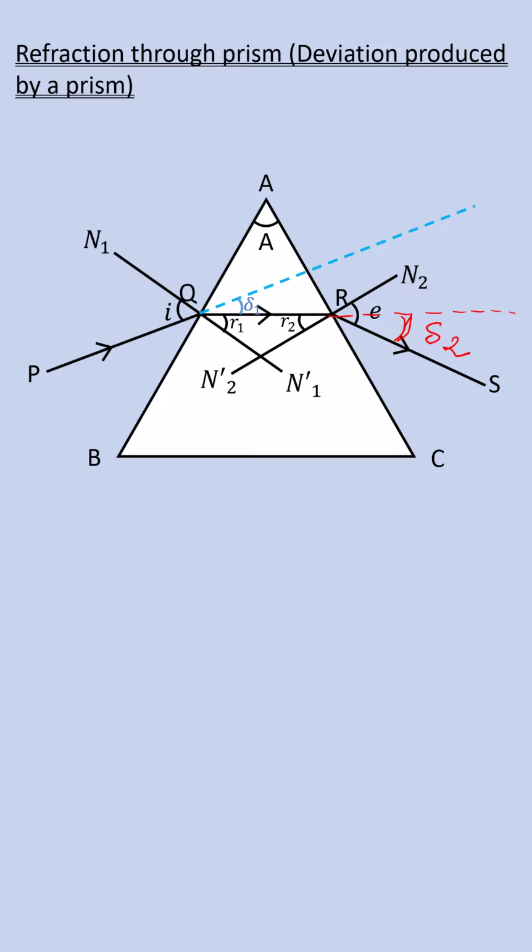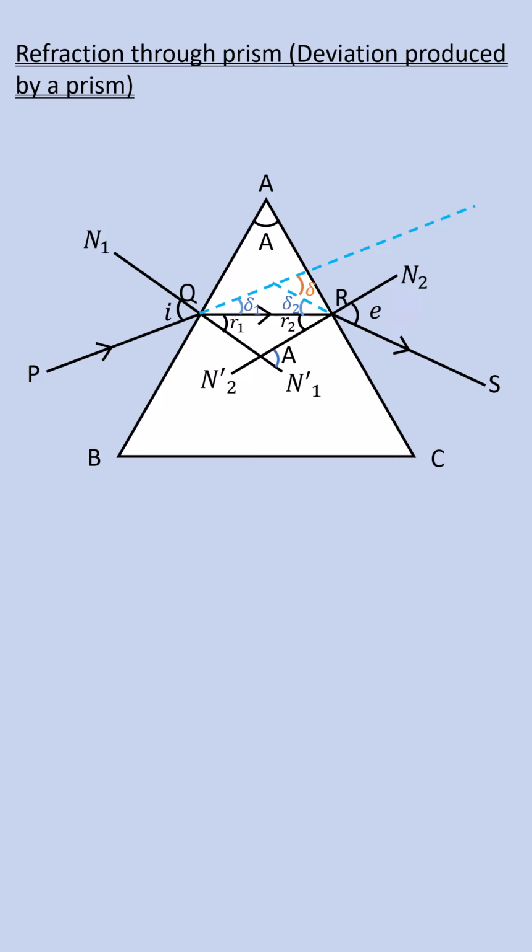If we produce the emergent ray in this way, this delta 2 and this delta 2 are vertically opposite angles. That's why these two angles are equal. We show the angle of deviation in the second phase, delta 2, here in order to solve the geometry easily instead of there. This delta 2 is the deviation produced in the second phase. This is the total deviation produced by a prism.